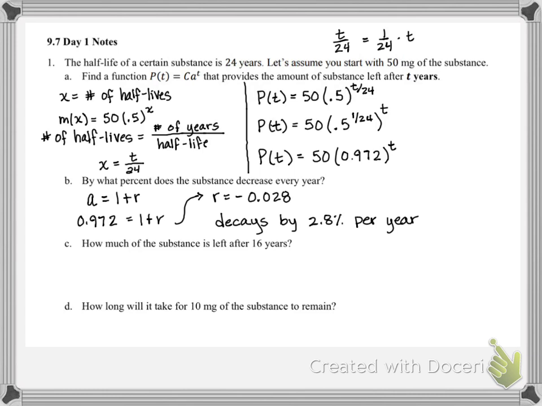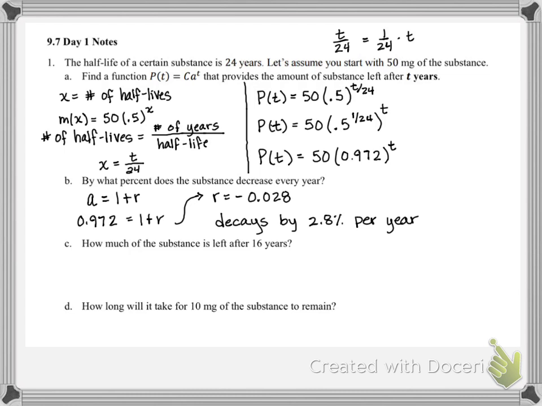Okay, let's figure out how much of the substance is left after 16 years. So before we even plug a number in, should it be more or less than 25 milligrams after 16 years? More. I'll have more because after 24 years, I have 25 milligrams left, right? That's what the half-life means, is that half the substance is gone after that amount of time. And so 16 years is less than 24 years, so I haven't lost half yet. So I should have more than 25.